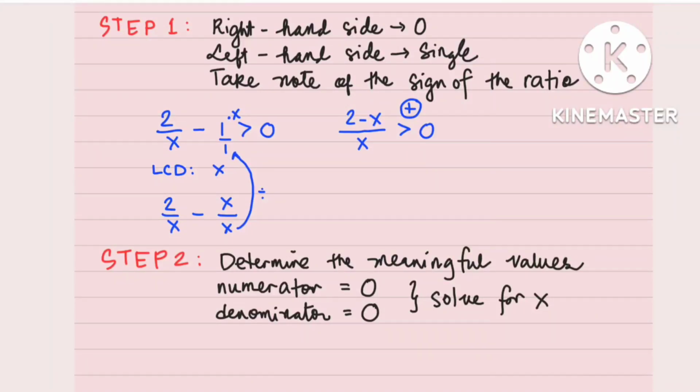Now, after we express our inequality in such a way that the right-hand side is 0 and the left-hand side is a single fraction, we will now determine in our step 2 the meaningful values. And how do we determine the meaningful values? We set the numerator to 0 and then we solve for x. And then we do the same to the denominator and then we solve for x. So numerator 2 minus x, we set to 0. What should be the value of x so that 2 minus x becomes 0? The answer is 2. So our first meaningful value is x equals 2. While using the denominator x and setting it to 0 will automatically give us the other meaningful value.